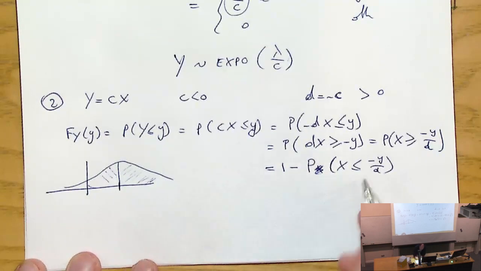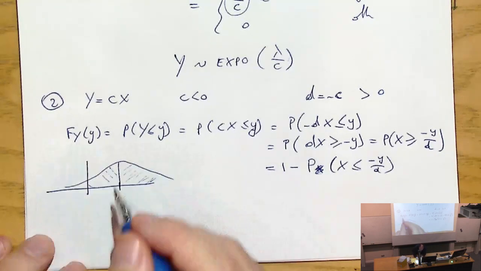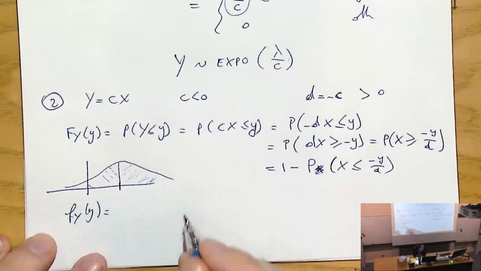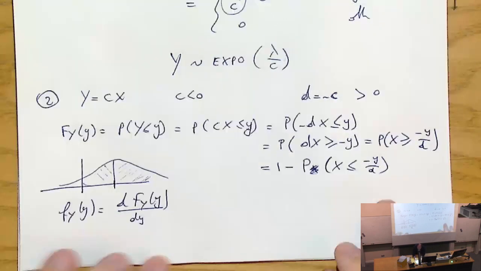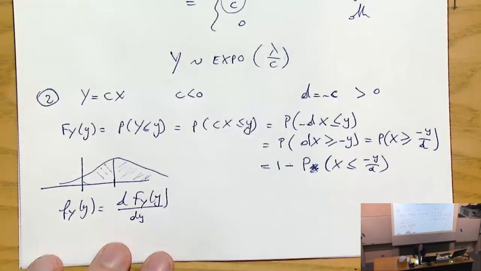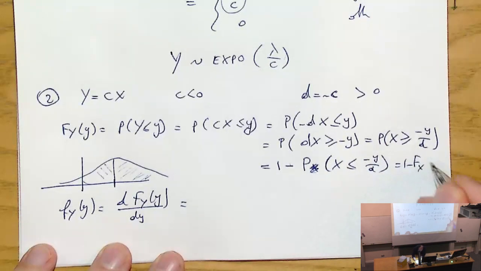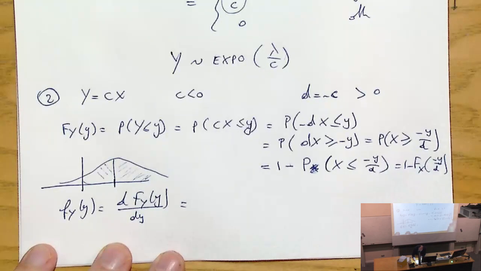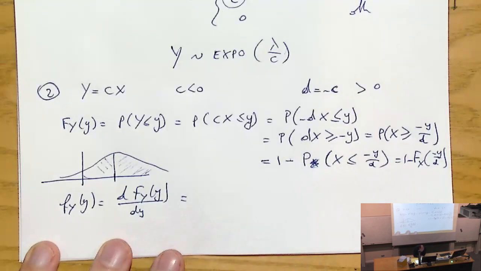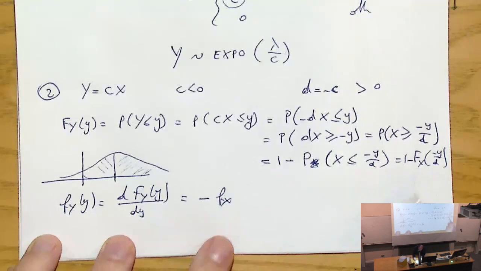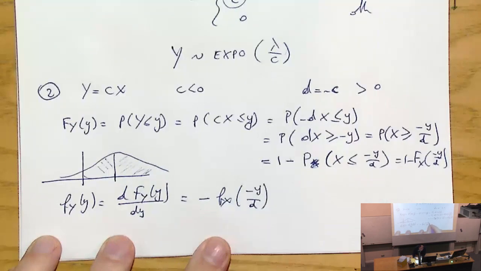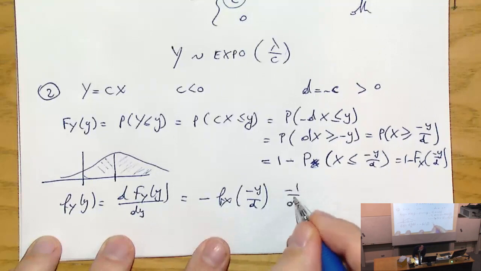Okay, so now that's good. I can take a derivative of this. So fy is now the derivative of the CDF with respect to y, right? Now, when I take the derivative, the 1 is gone. So I'm going to have the derivative of 1 minus F of x evaluated at minus y over d. Right, so I'm going to have minus the PDF of x evaluated at minus y over d, multiplied by the derivative of this with respect to y. This is minus 1 over d.